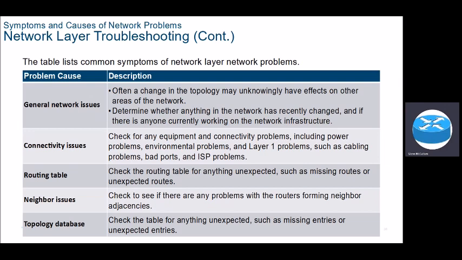All right, so general network issues. Often a change in the topology may unknowingly have effects on other areas of the network. Determine whether anything in the network has recently changed and if there is anyone currently working on the network infrastructure. Connectivity issues: so you might have power problems, environmental problems, layer 1 problems, and so on. Routing table: check the routing table for anything unexpected, such as missing routes or unexpected routes. Neighbour issues: check to see if there are any problems with routers forming neighbour relationships. And the topology database, of course, might have missing entries and the like.